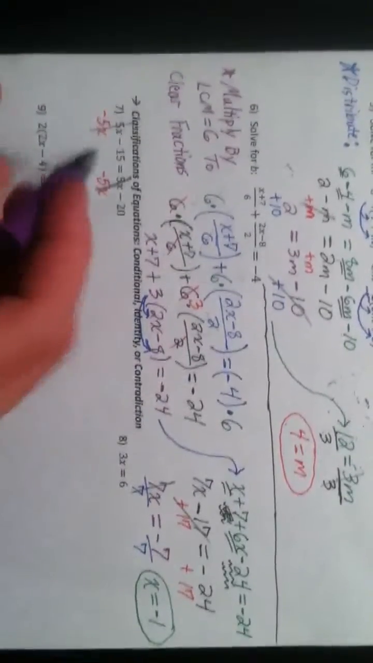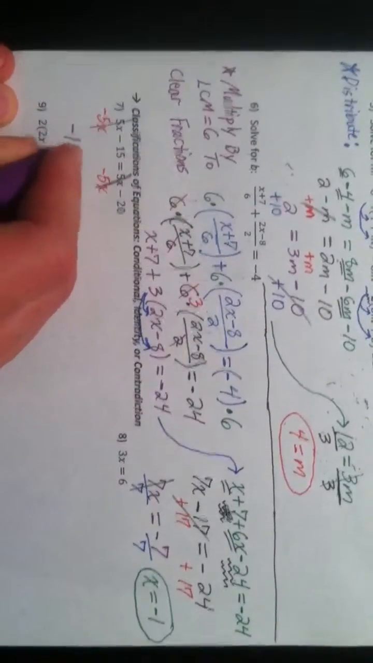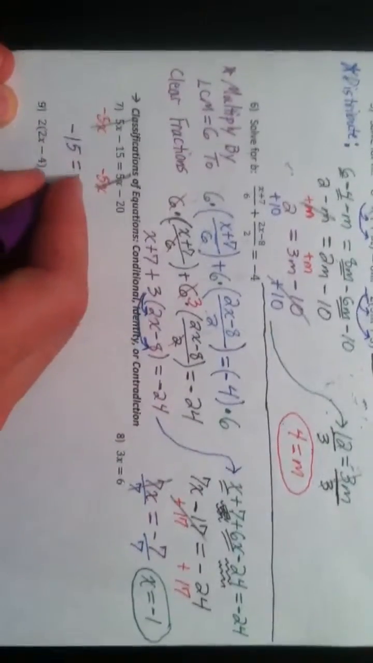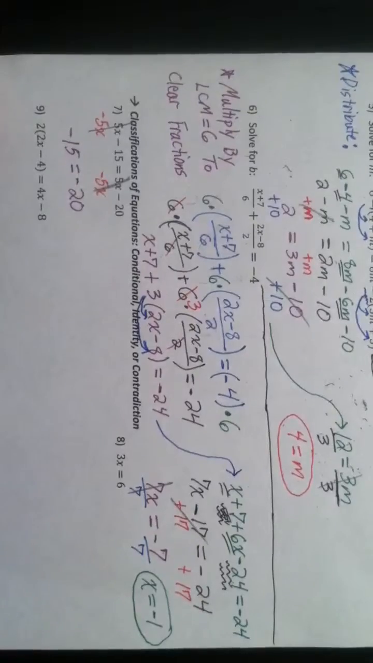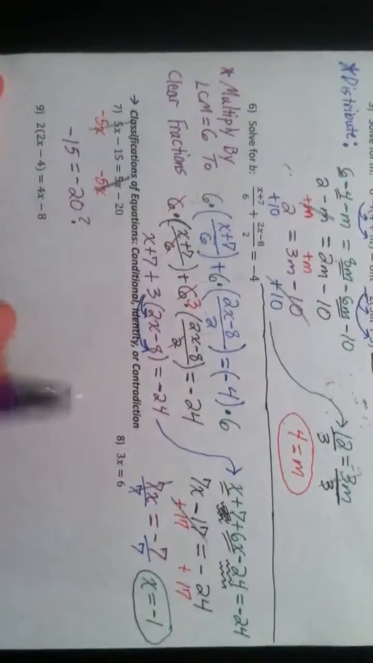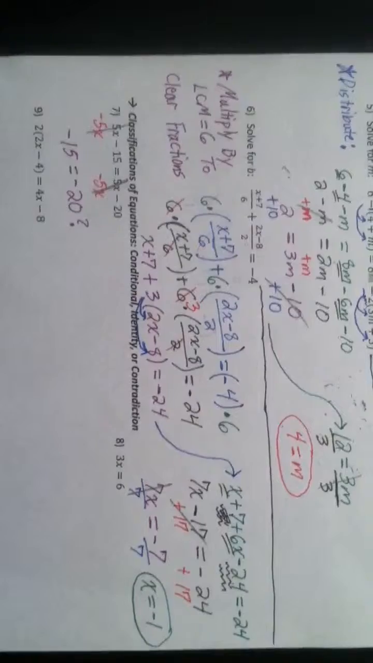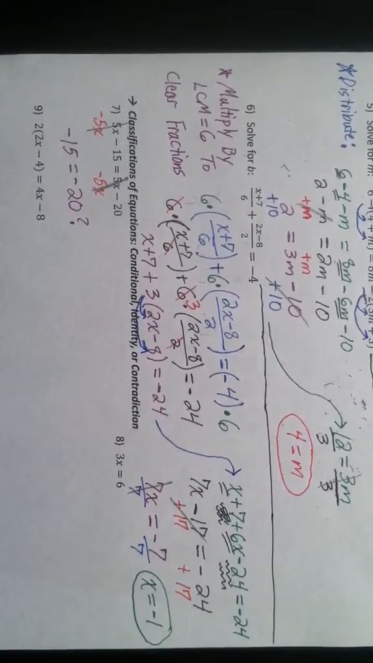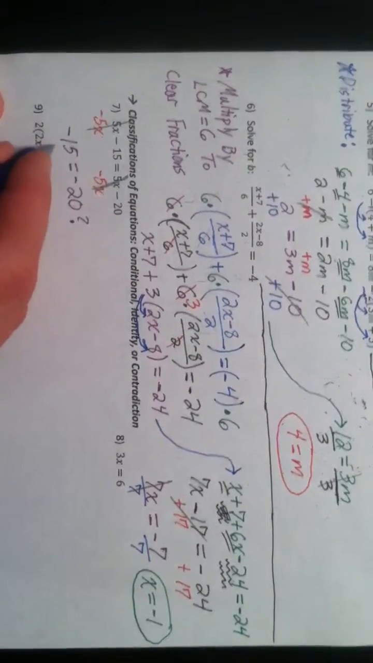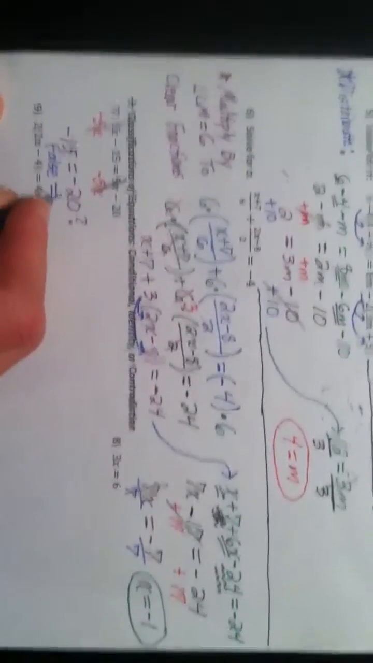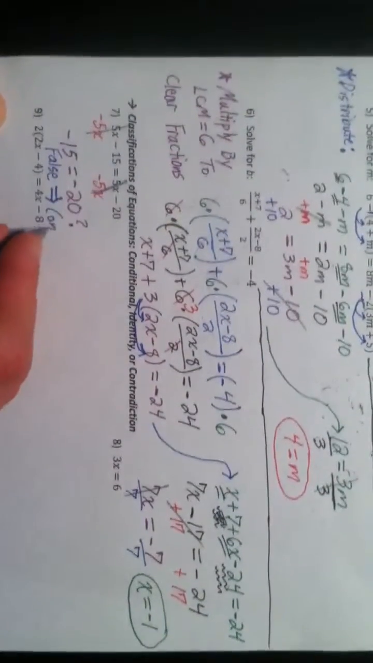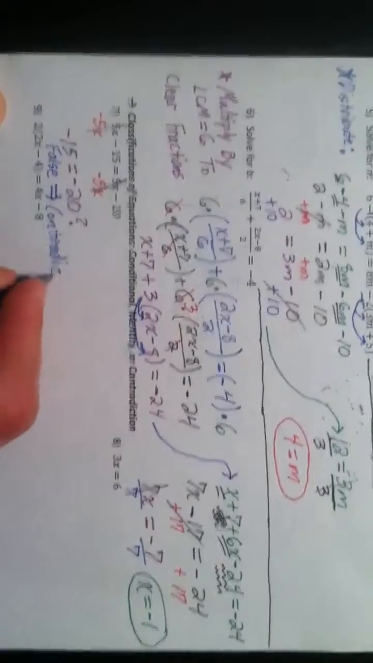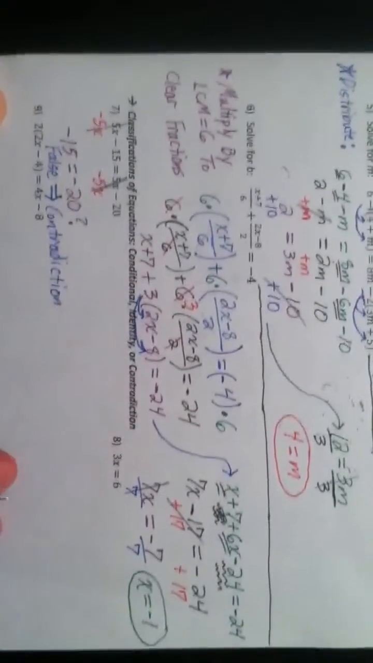So what would be left? Well, we'd bring down the minus 15 equals, bring down the minus 20. That's all we'd have left in that problem. Is that true? No. Clearly negative 15 does not equal negative 20. That's a false statement. If you get a false statement, we call this type of equation a contradiction. So that's one of the classifications. Contradiction.